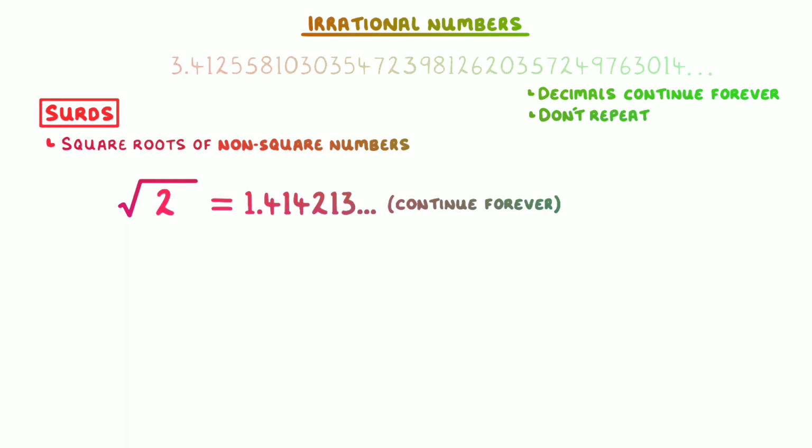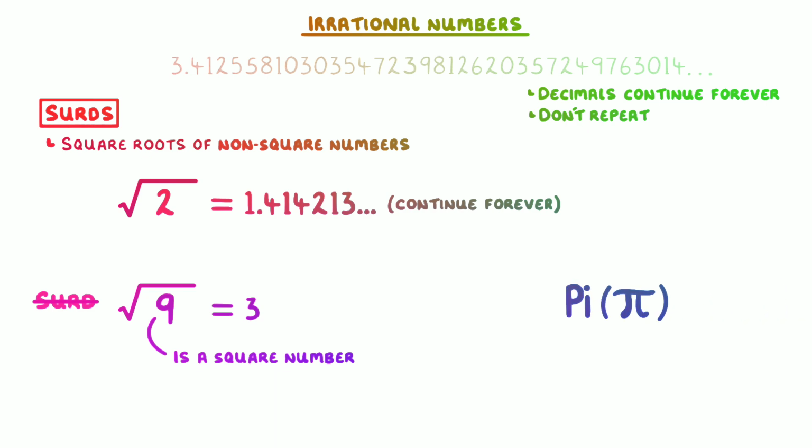In contrast, if we square root a number like 9, then that doesn't count as a surd, because 9 is a square number, and we can simplify square root 9 to 3. Another example of an irrational number is pi, which would be somewhere on your calculator, and starts as 3.14159, but again goes on forever, and doesn't have any pattern.